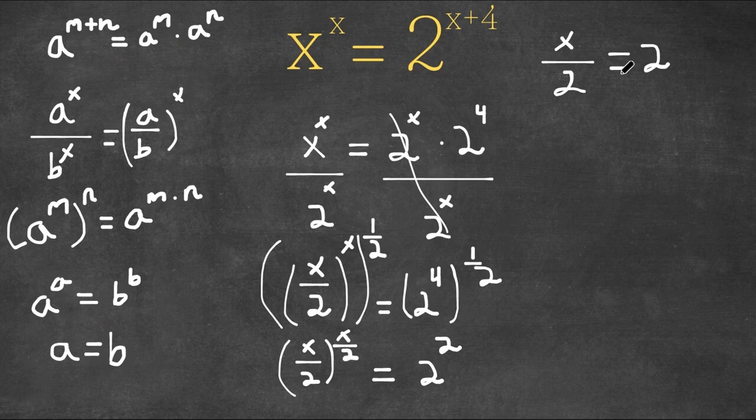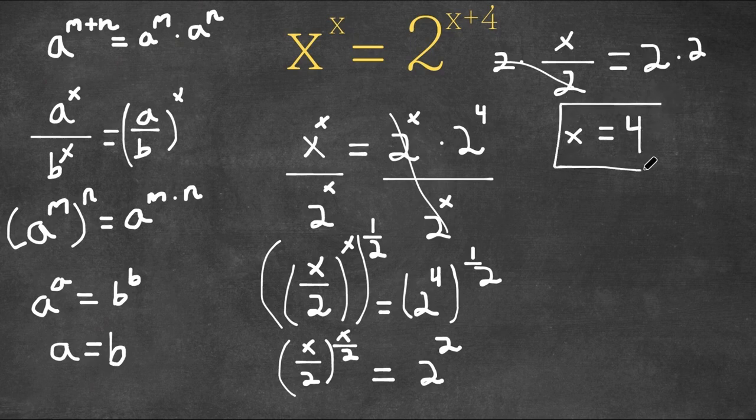Now, as you can see, we have a simple equation. We simply multiply both sides by 2. These two get canceled out, and we would have x is equal to 2 times 2 is 4. So 4 is our answer.